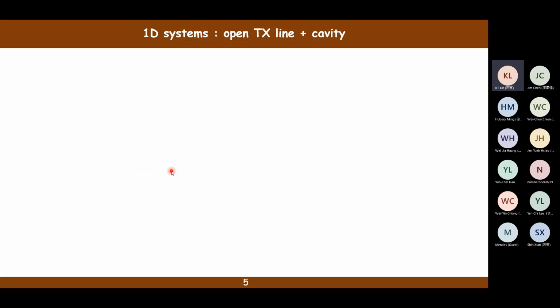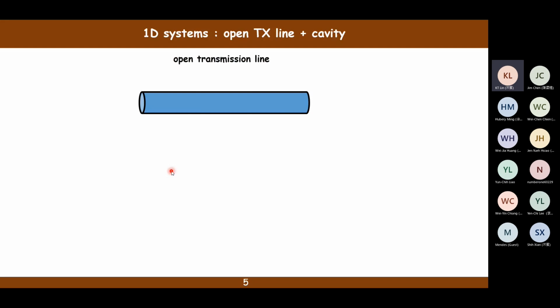So what kind of 1D systems are we considering? The famous one is called the open transmission line, and we can learn this kind of concept from the textbook. Suppose we have the open transmission line, and then we can have an input signal from the left-hand side.